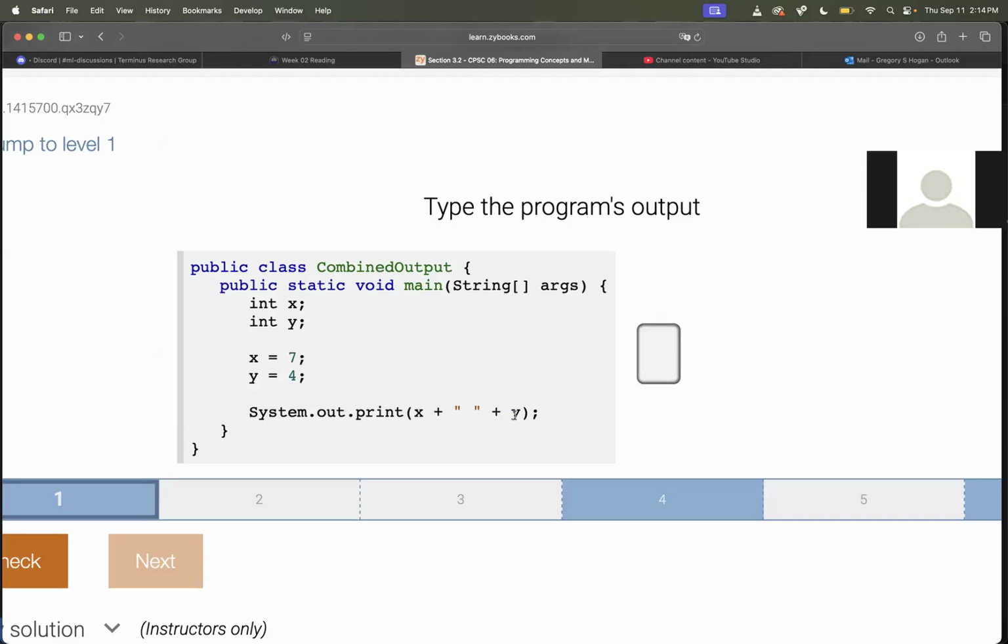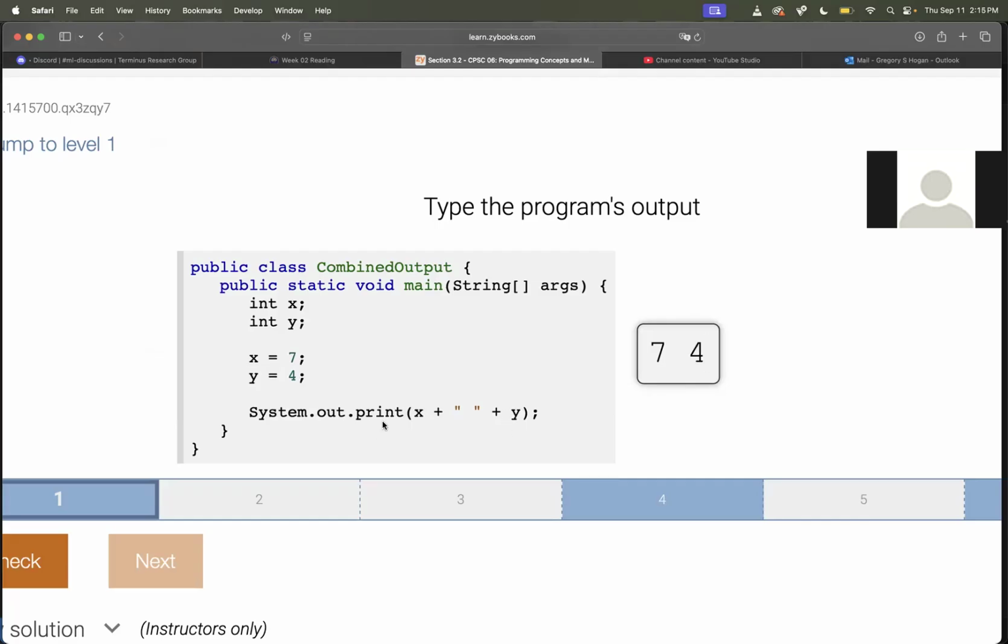Now, those three things cannot just be written side by side. You have to write the first thing, x, and then a plus to tell it we want to print something else, and then the space in the quotes, and then another plus to tell it we're printing something else, and then finally the y. So we're printing x space y. That's what it says here. When we print it, the variable x contains a 7. Then we print a space. Then we print the variable y, which is a 4.